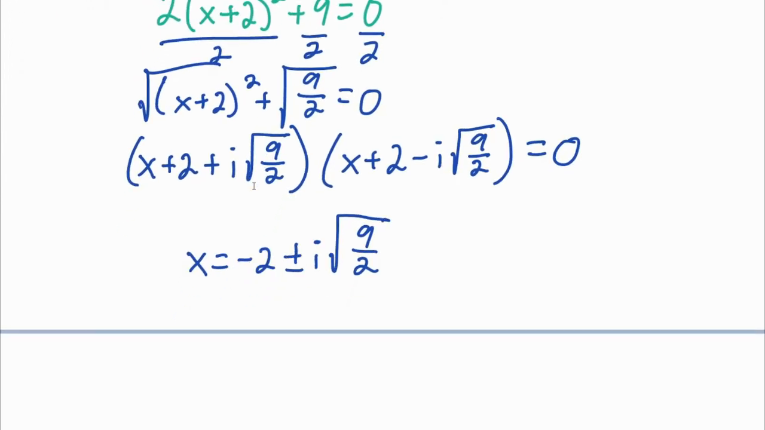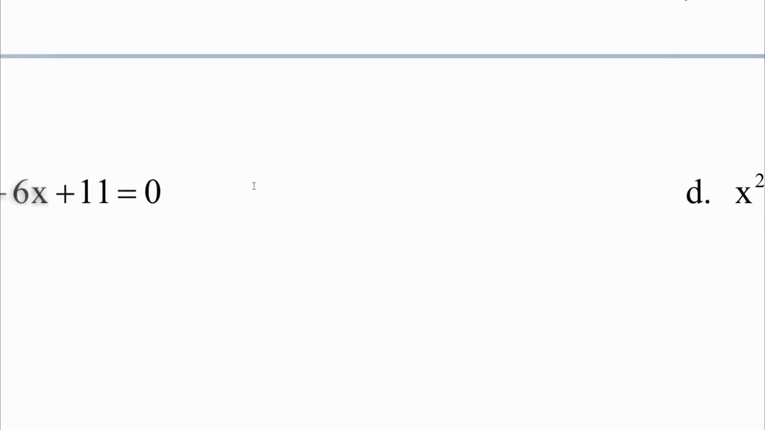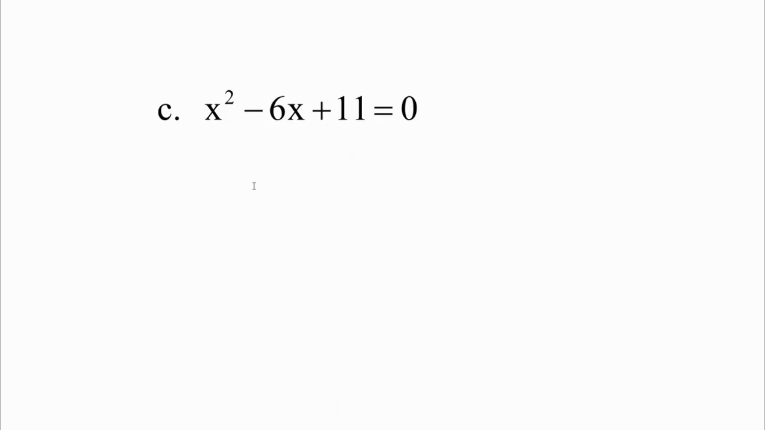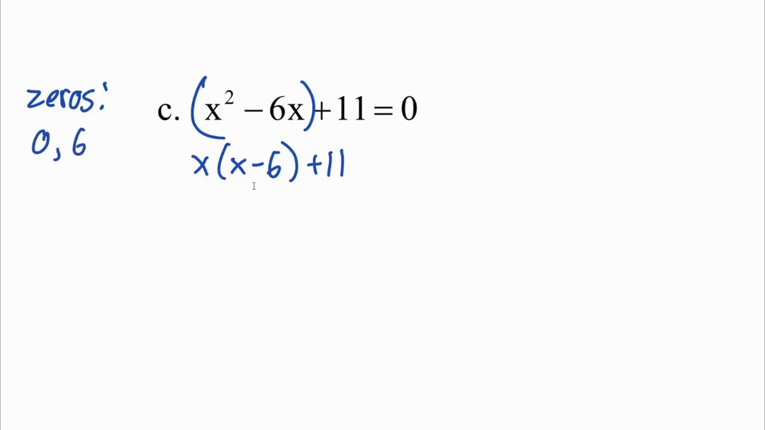Alrighty. So again, we'll go here. So again, we're going to have to do another new parent function. This one does not factor. So we look at the first two. Out of those first two, I can take out an x. So we'd have x minus 6 plus 11. My zeros would be 0 and 6, which would make my axis of symmetry 3.